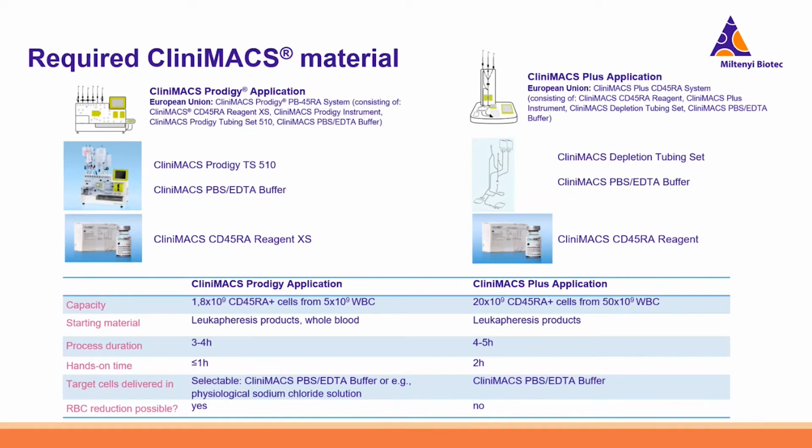The CliniMACS Prodigy TCR alpha/beta system provides a fully automated process for smaller cell amounts in the starting material. In addition to leukapheresis products, whole blood can also be used as starting material with this system. Outside the EU, regional legislations and regulations are applied. The clinical use of the cell product is subject to regional legislation and is also under the responsibility of the user.